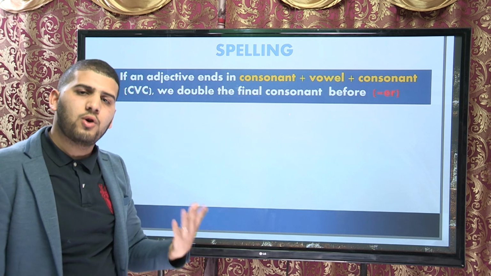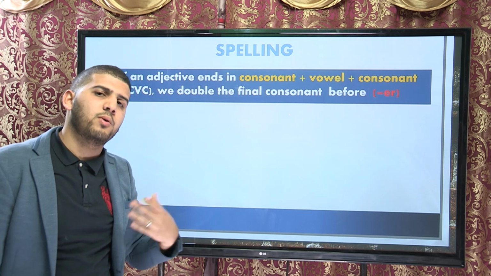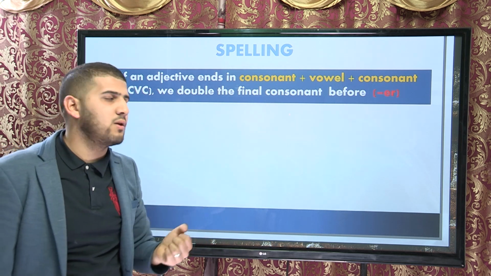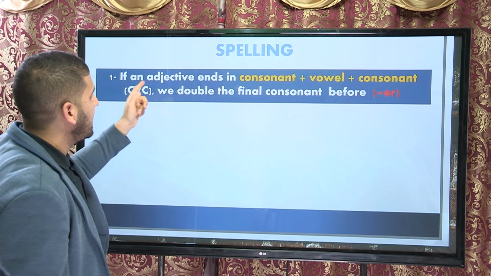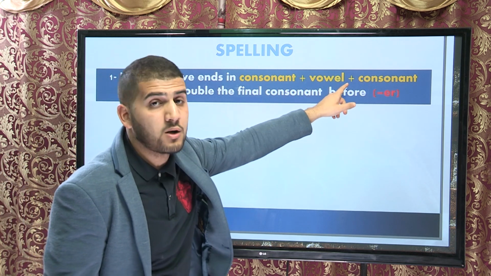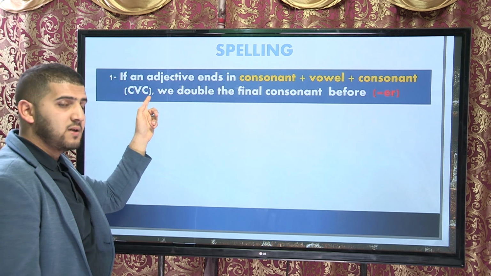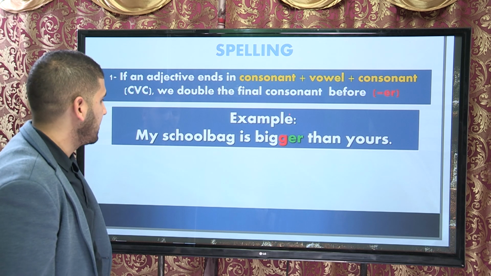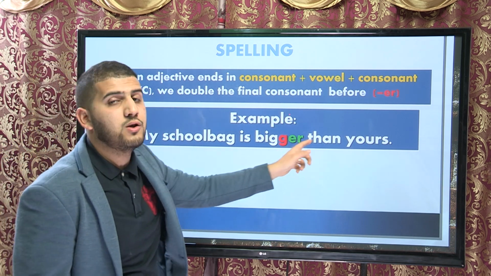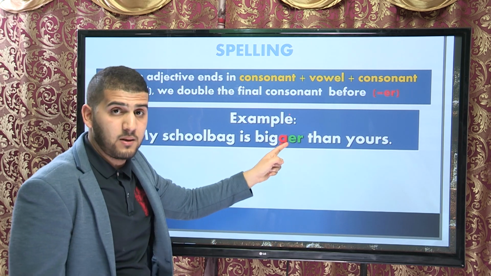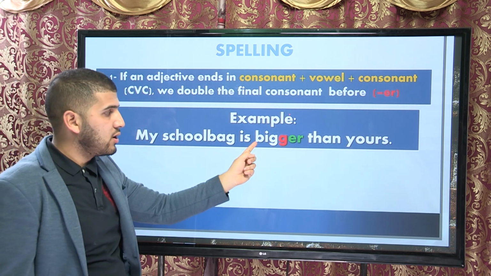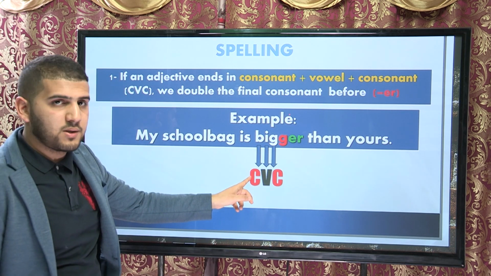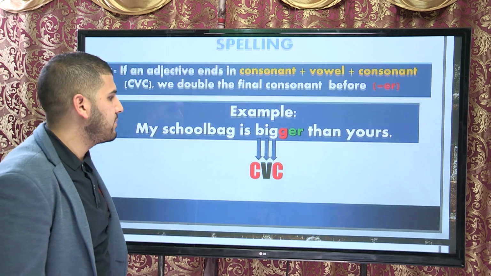Spelling. Now, when you turn an adjective into its comparative form of superiority, you need to bear in mind that the spelling of some words differs from one adjective to another. Rule number 1. If an adjective ends in a consonant plus vowel plus consonant, meaning CVC, we double the final consonant before er. Example: my school bag is bigger than yours. So here we double this letter simply because we have CVC, consonant, vowel, consonant. So we need to double the final consonant.